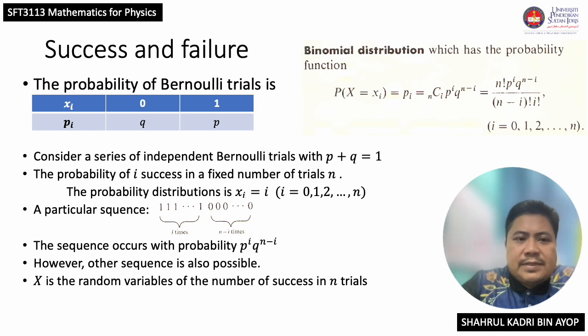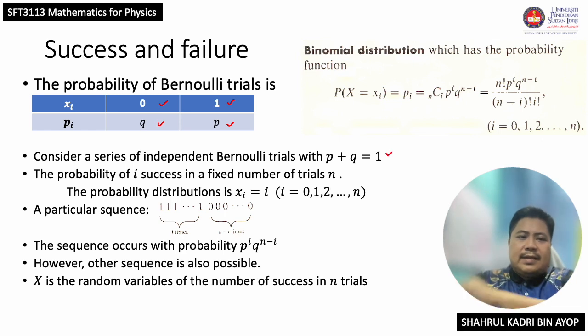Since Bernoulli trials only consider 2 outcomes, either success or failure, we can summarize them in this table. For the failure, the outcome is 0, with probability Q, and for success, the outcome is 1, with probability P. So the probability P plus Q is equal to 1.